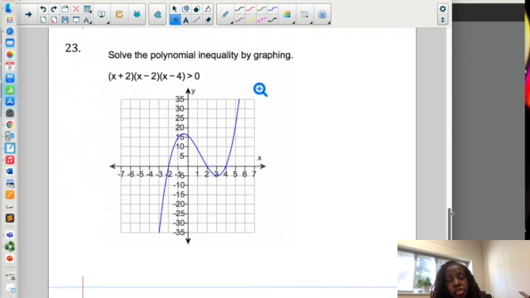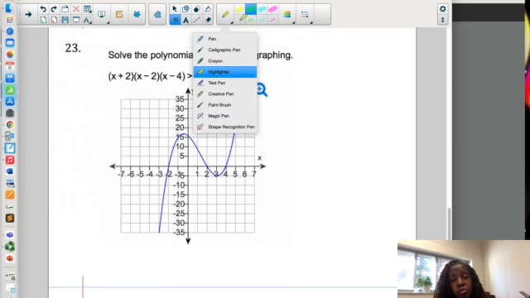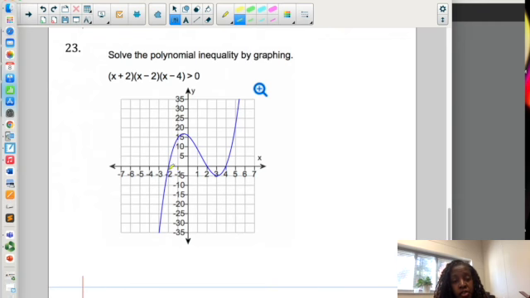And we want to know, where is this function greater than 0? Not greater than or equal to, but where is it greater than 0? So that means, where is it above the x-axis? And I'm highlighting those areas in yellow. The problem is, this is the only place that you look.